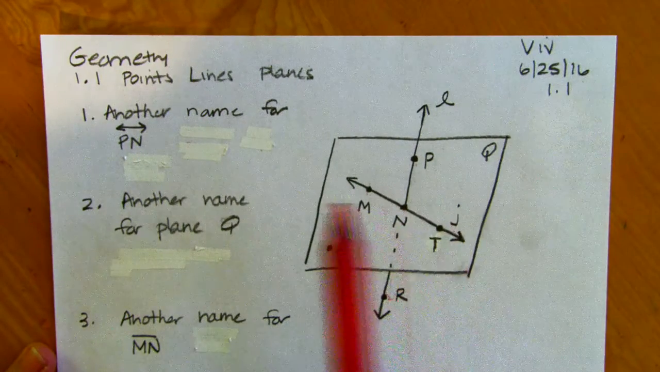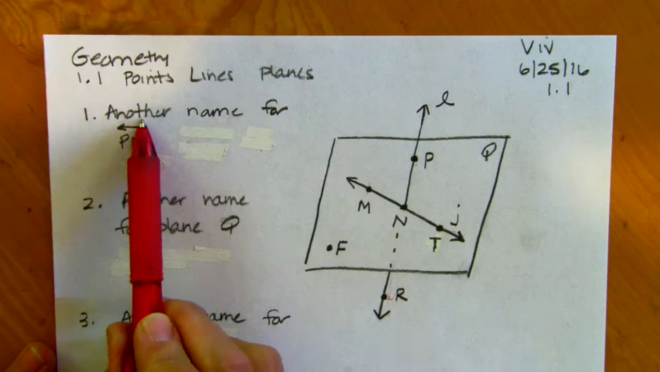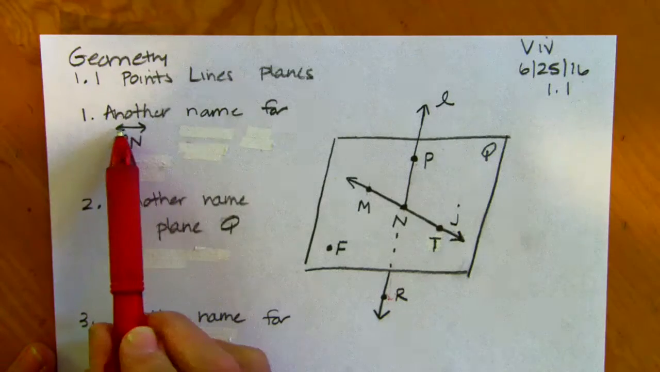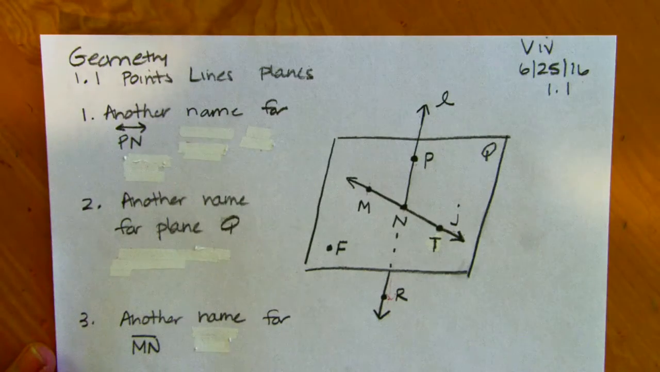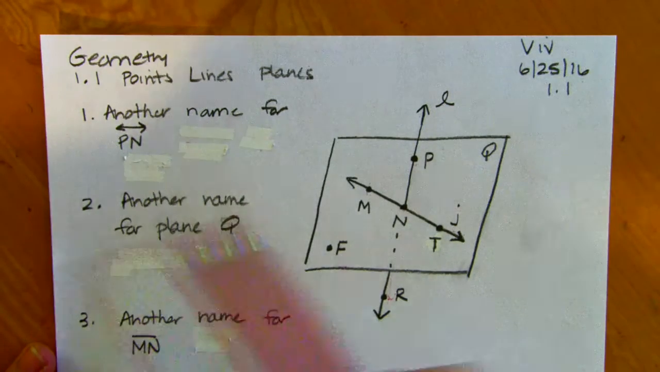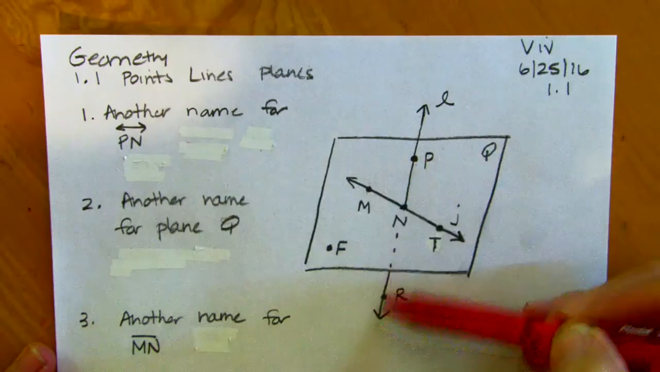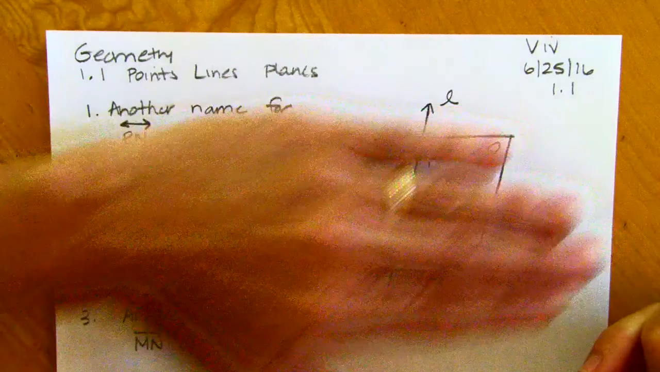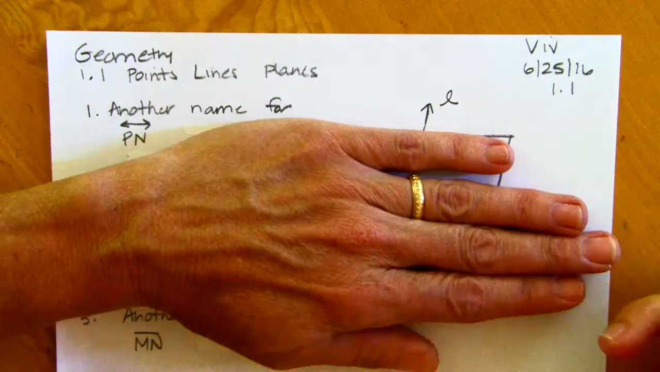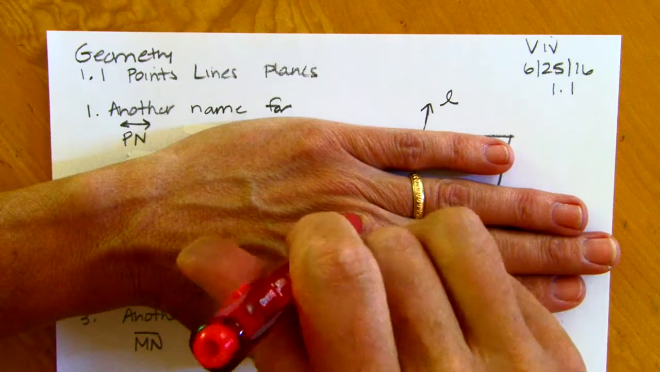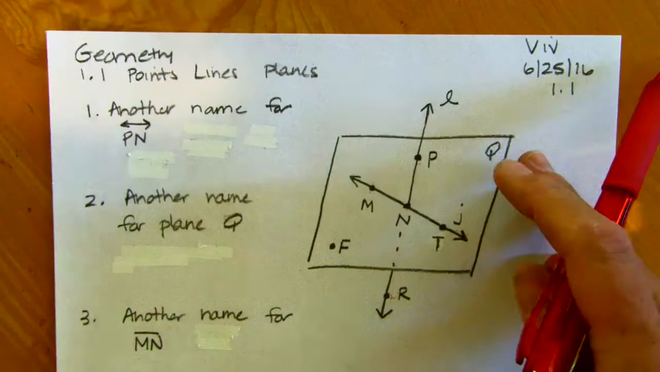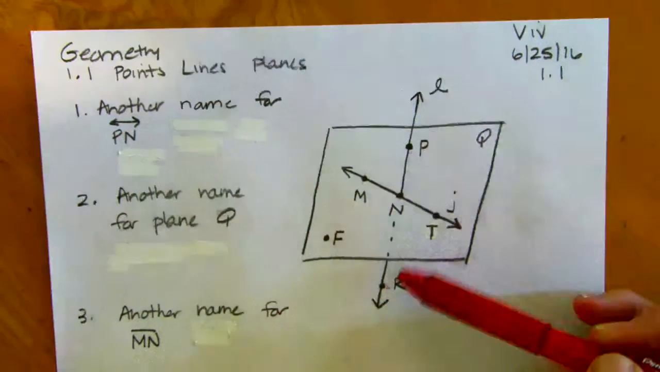And the very first thing we're asked for is another name for line PN. That's how you read it. This symbol with the arrows in two directions is a line. So I find line PN and note that if this is the plane, this little dash here is indicating that this line is coming straight down through from above. So what would be another name for that line?